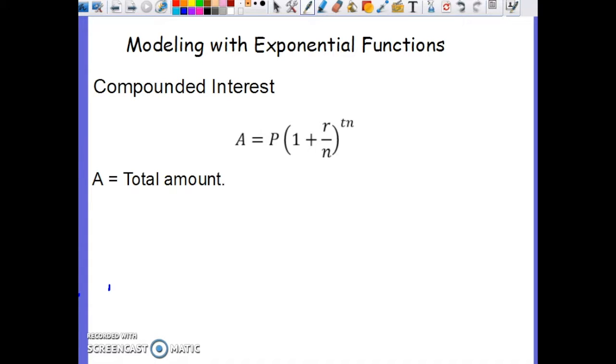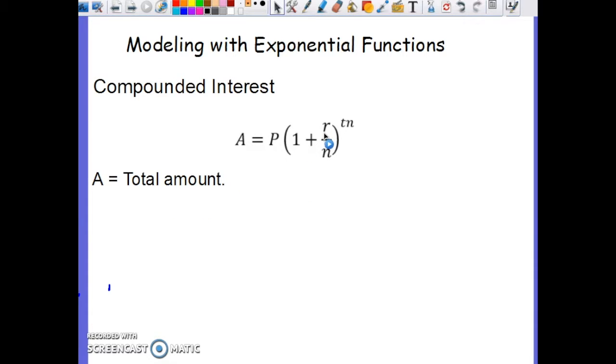Today we're going to be talking about using exponential functions as models. And we're going to start off with one of the most basic common models we see, which is using compound interest. Compound interest is given by this equation right here. In this equation, our A is going to be equal to the total amount we get after we input some certain values, such as the P. P is the principal. It's the initial amount that we invest. Just think about it as your initial value.